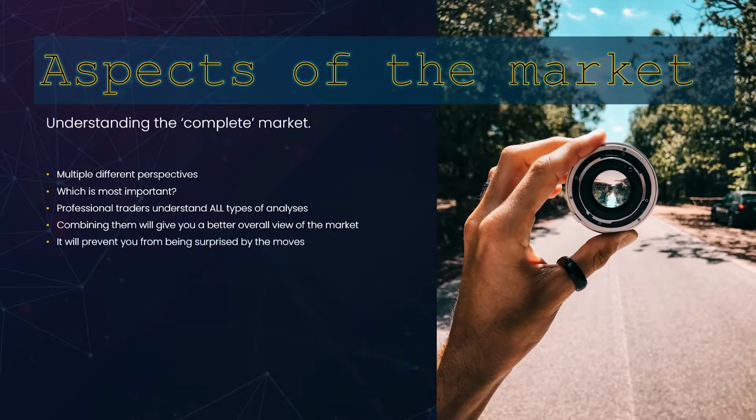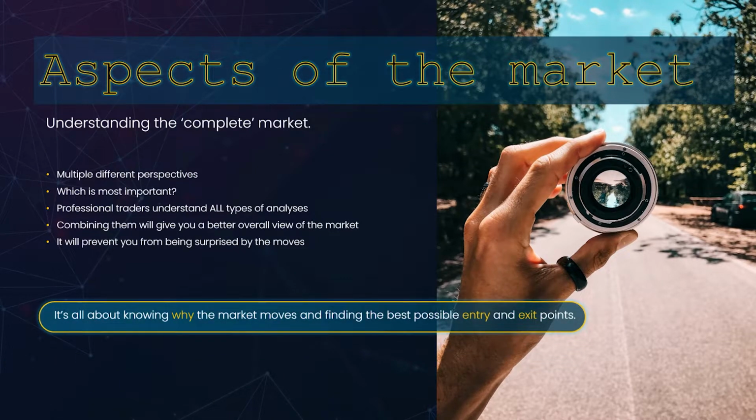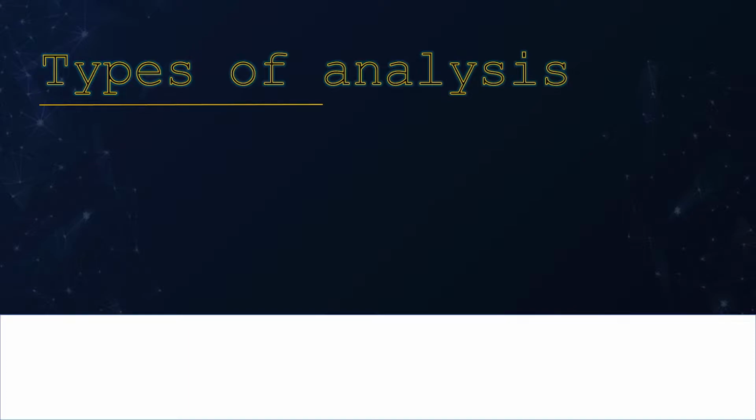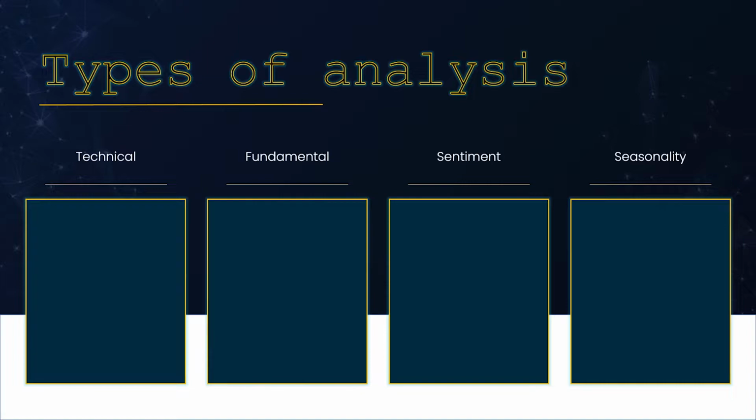Knowing and applying all types will prevent you from being surprised by market moves that you don't understand. It's all about knowing why the market moves and then finding the best possible entry and exit points. It's not only looking at charts and becoming rich. Well, for some it is, but why not increase your chances by combining the other aspects? Okay, so we have 4 types of analysis: technical, fundamental, sentiment, and seasonality. Let's go over each one so you understand what they are.